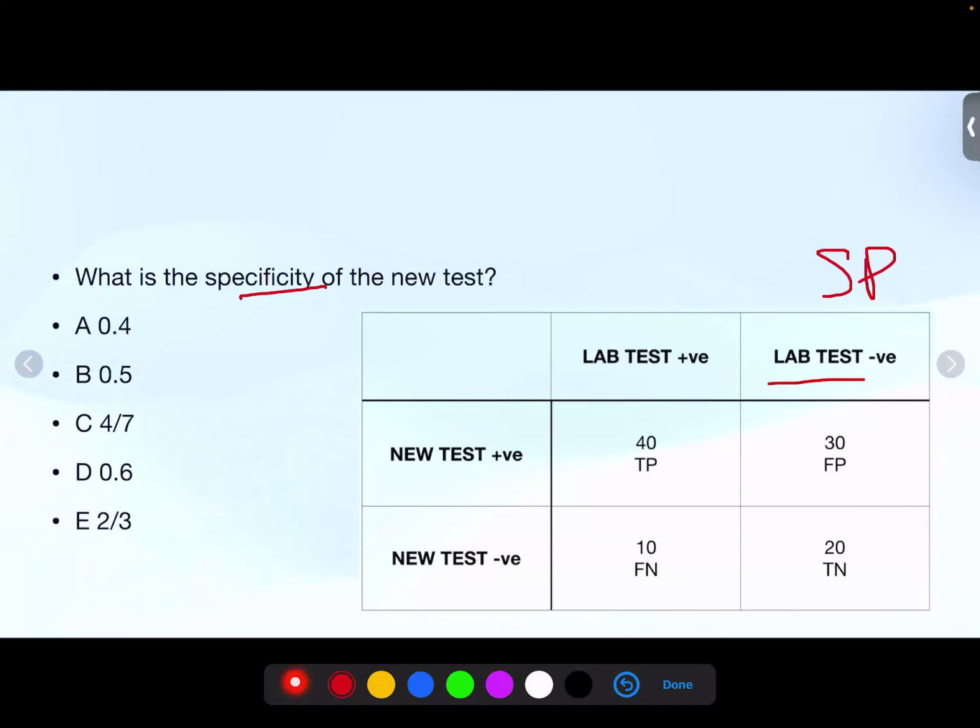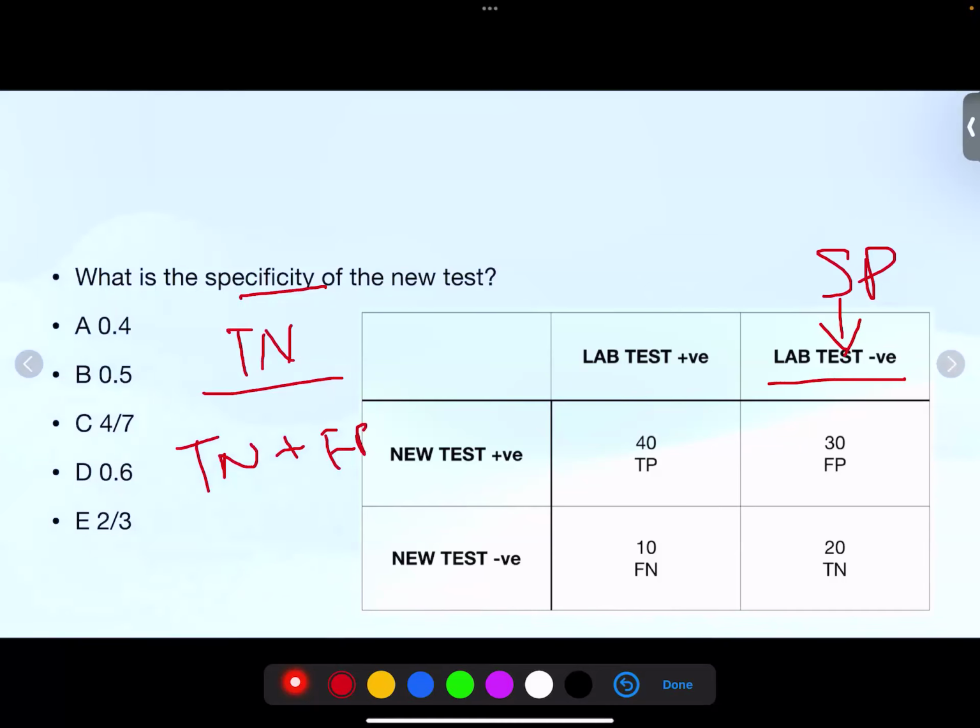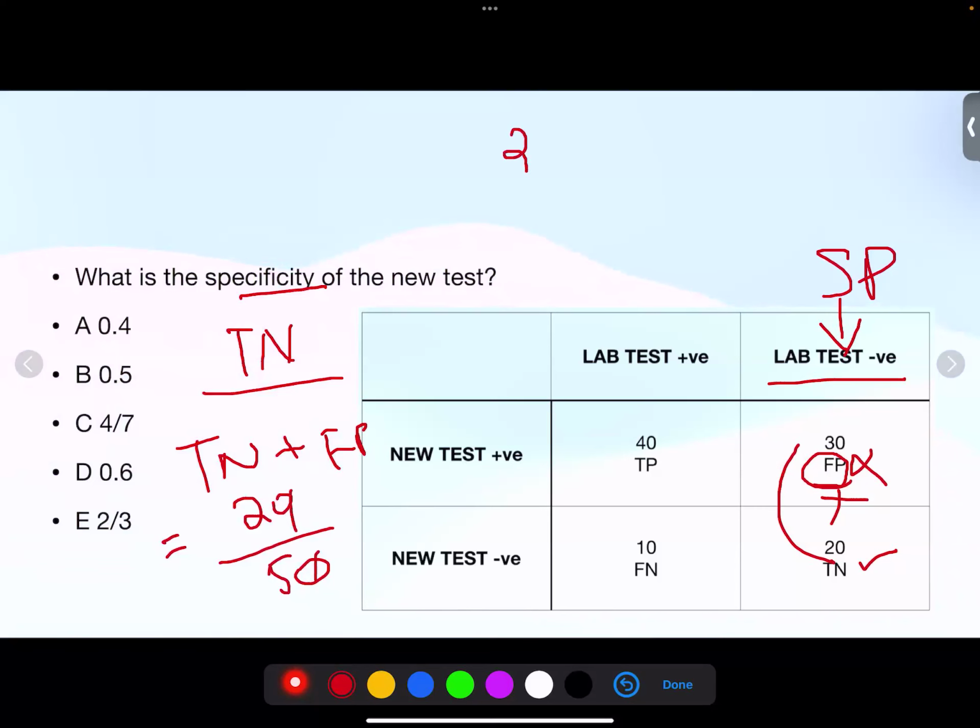So specificity is this column. Here you would write true negative above, and true negative plus false positive below. Okay, you cannot write false positive above. So true negative above, and the whole would be the denominator. True negatives are 20, divided by, if you add both, 20 divided by 50. So this is 2 by 5, and if you say 5 4 20, that means 0.4 would be here.